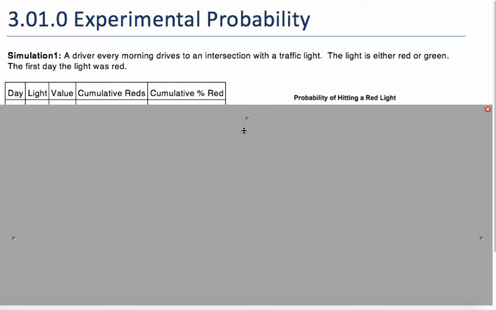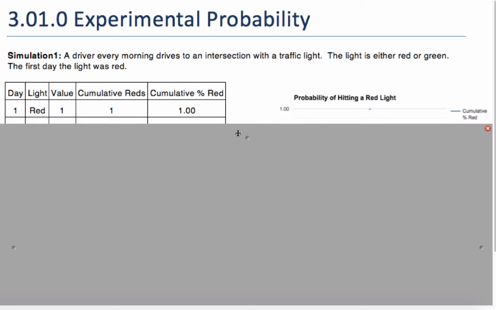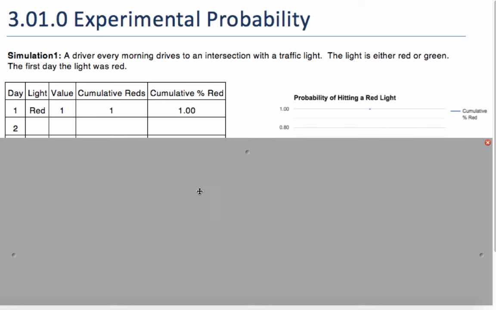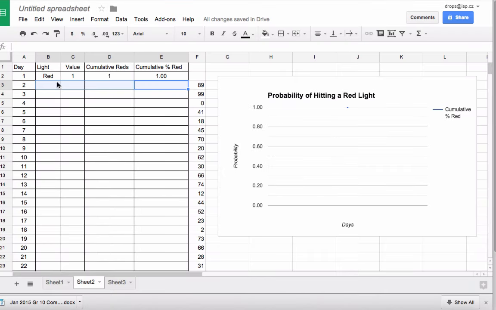So let's start to simulate this scenario. So I have my table here. First day, the light is red, so I'm going to give red a value of 1, and so I have a total of 1 red, and so the cumulative percentage is 100%. As I go to day 2, let's now go over to our document here and see what happens.